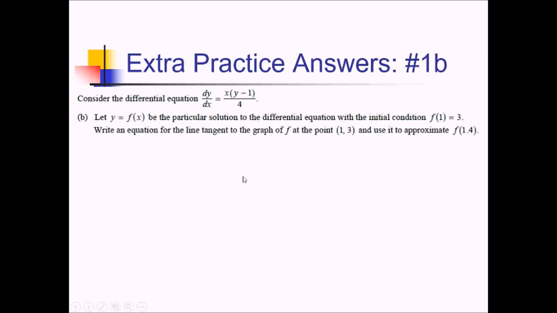For this part of the problem, we have y = f(x) is the particular solution to this differential equation with an initial condition of (1, 3). We just want an equation for the tangent line to the graph at (1, 3), and then to use it to approximate f(1.4).